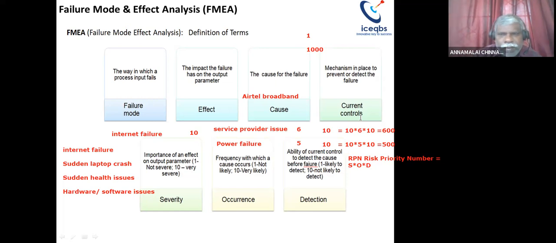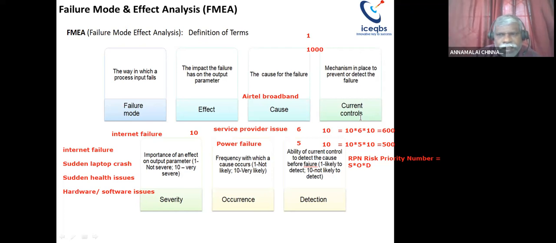So once I have calculated the RPN values, like this, I find out the potential causes for all of the other failure modes, like the laptop crash or health issue. And then I arrange all the causes in the descending order of the RPN. Then on which of the causes I'm going to take action, it is left to the person who is doing this FMEA analysis.